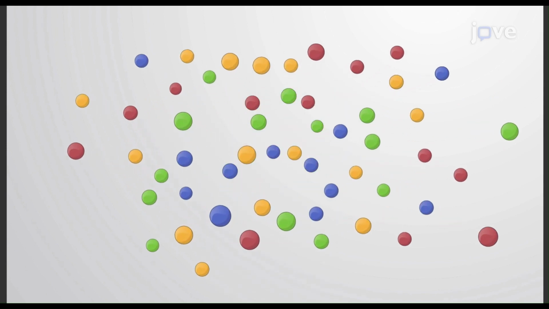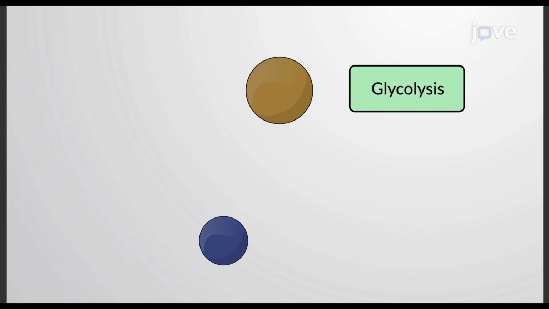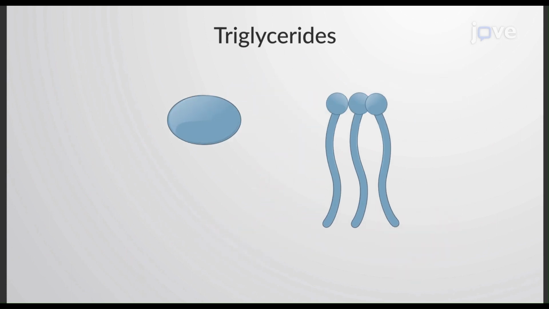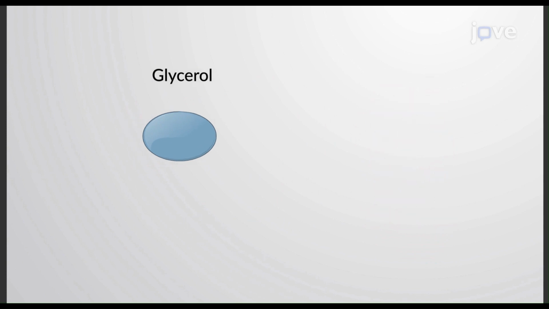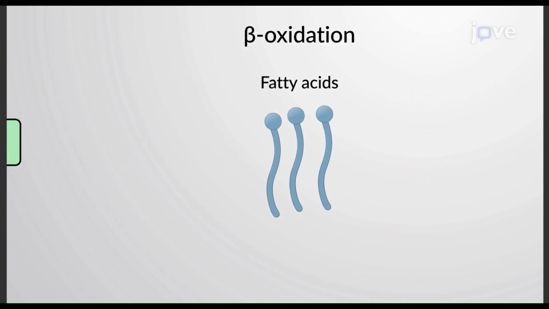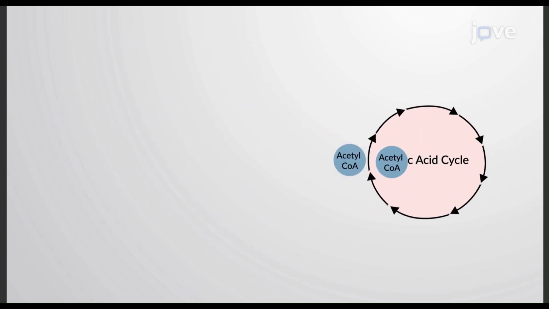Proteins are first broken down into constituent amino acids. While most amino acids are recycled to build new proteins, others can undergo deamination and enter the glycolysis and citric acid cycle at different stages. Lipids, like triglycerides, are catabolized into glycerol and fatty acids. The glycerol component is converted to a phosphorylated form that can enter glycolysis, while the fatty acid chains are converted by beta oxidation to acetyl-CoA, which then enters the citric acid cycle.